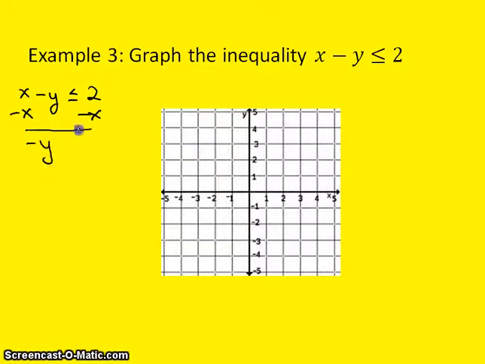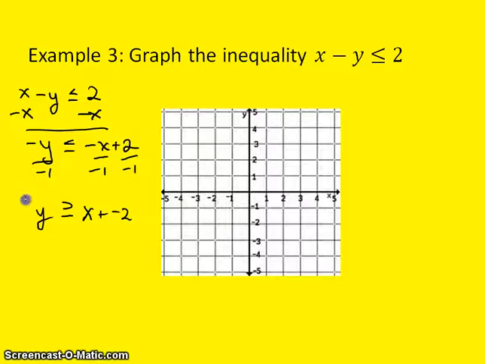So I get negative y less than or equal to negative x plus 2, divided by negative 1. And then I have to remember, because I divided by a negative, switch the sign. Negative x divided by negative 1 is just x, and then 2 divided by negative 1 is negative 2. So now I have to graph this inequality.